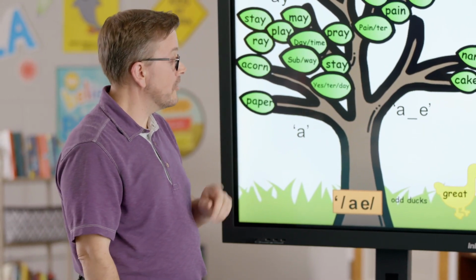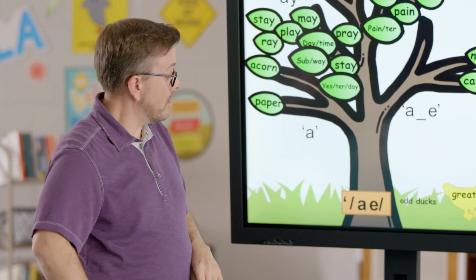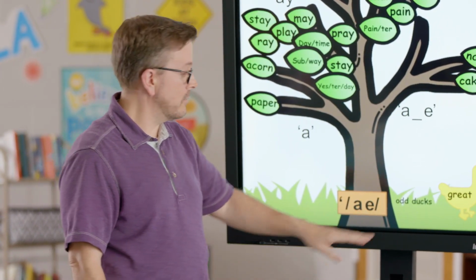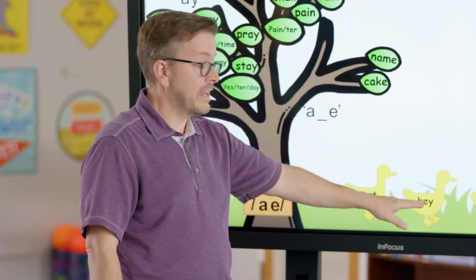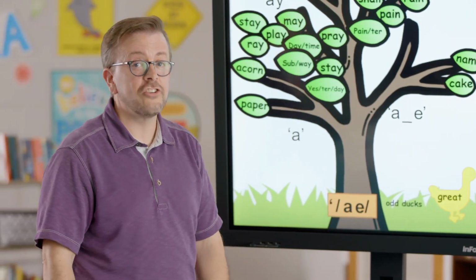So we've also, don't forget, we have our 3 oddball ducks down here that are just giving us some other ideas of how this long A sound can be made. We have great made with the EA, we have the EY made the A, and we have the EIGH.